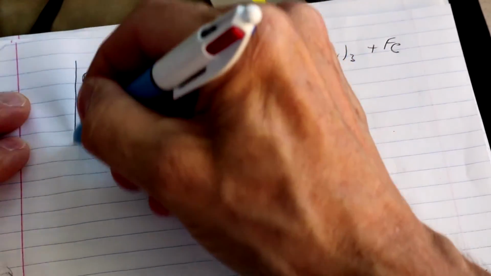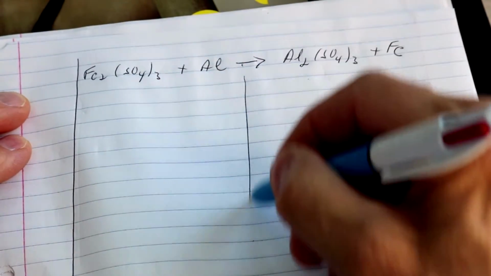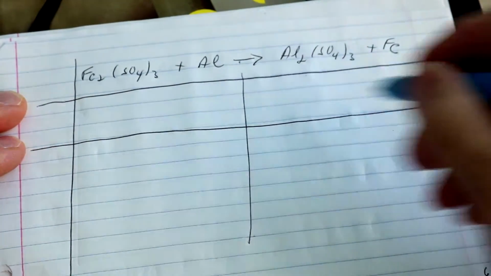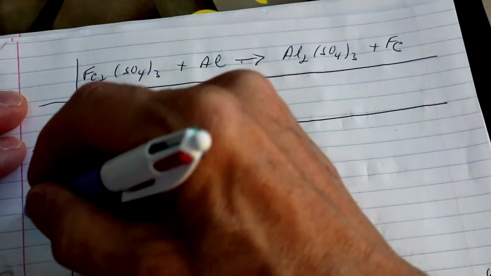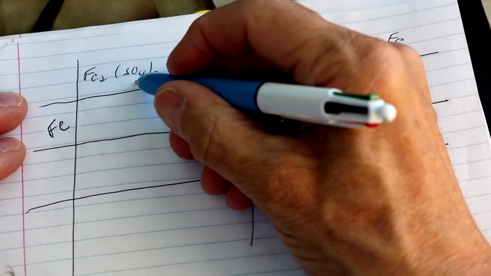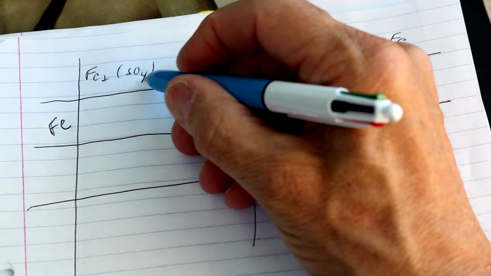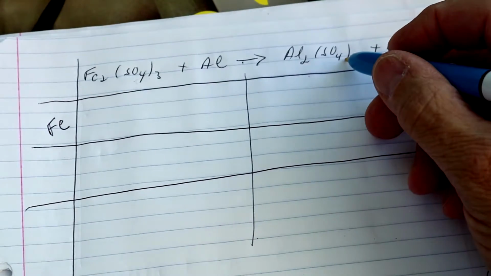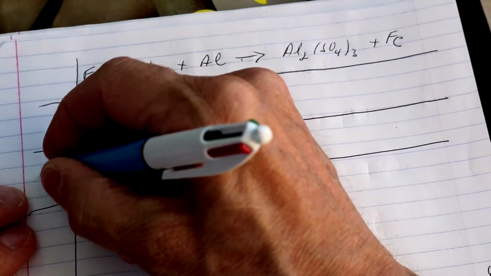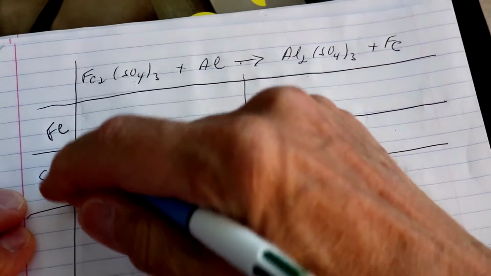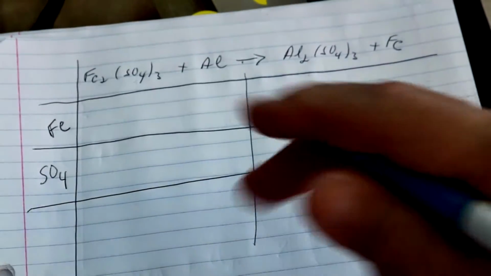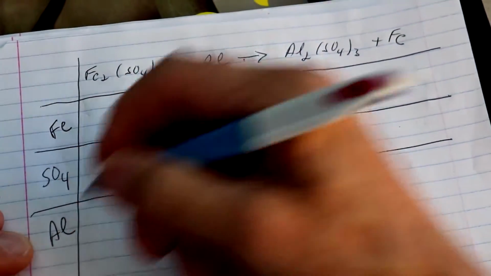All right, here we go. Let's set up our chart. Now this one is different from the others because it has some polyatomic ions in it. Now we make a row for iron. The SO4 is the polyatomic ion known as sulfate. It stays together. It's the same on both sides of the reaction. So you can save yourself a lot of work, and you can make one row for that whole combination, SO4. And also let's make a row for the aluminum.